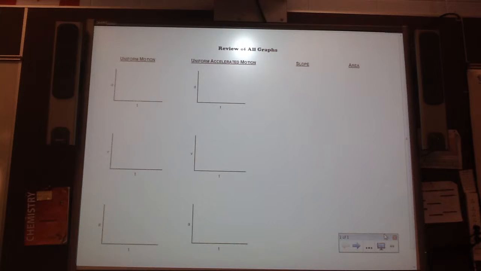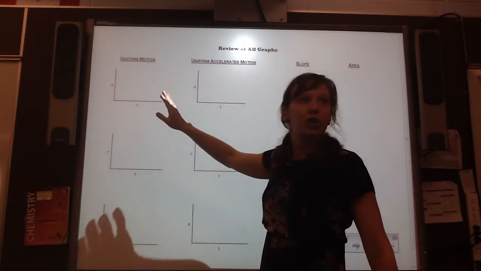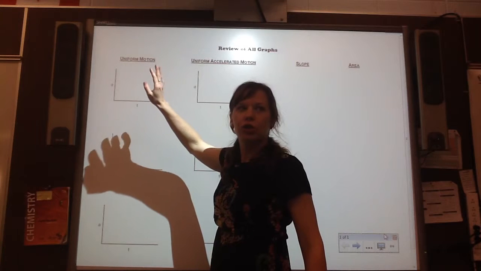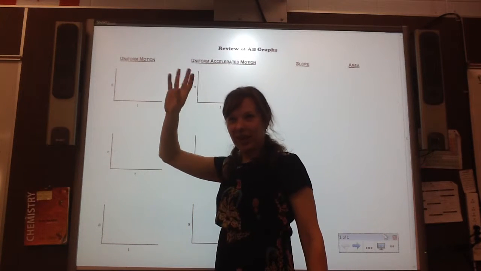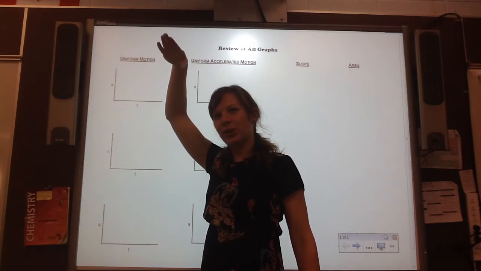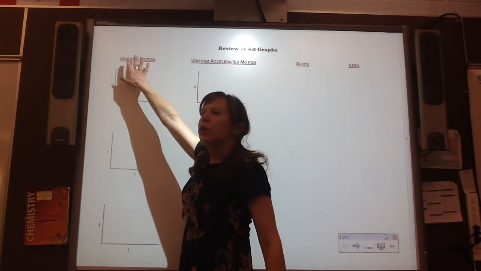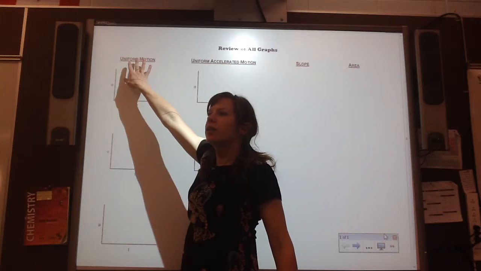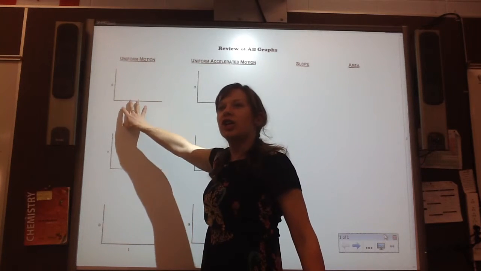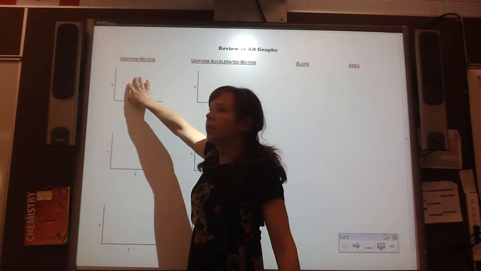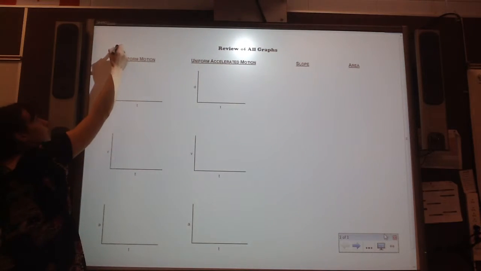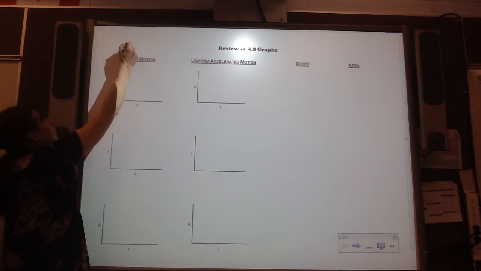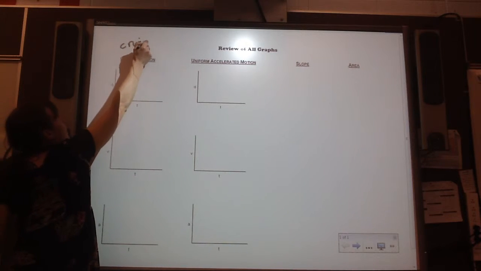Concerned with graphs. So let's look here. Okay, so here, look at this. This column is just uniform motion. What's happening to an object at uniform motion? It's straight. It's on cruise, right?